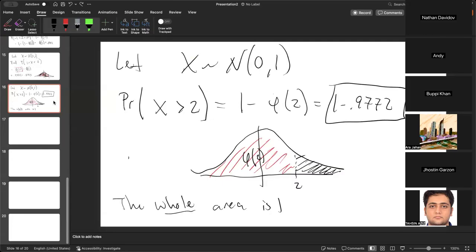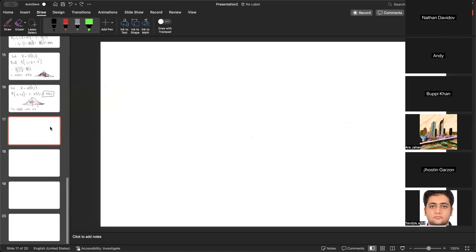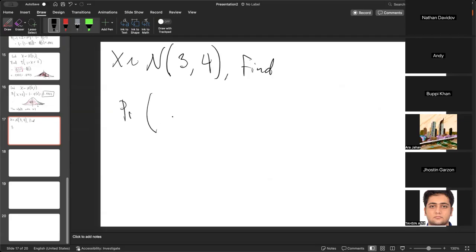Okay. Now we'll do one more. Let X have a normal distribution with mean of 3 and variance of 4. Find the probability that X is between 7 and 9. Okay, so let's do this. How are we going to do this?